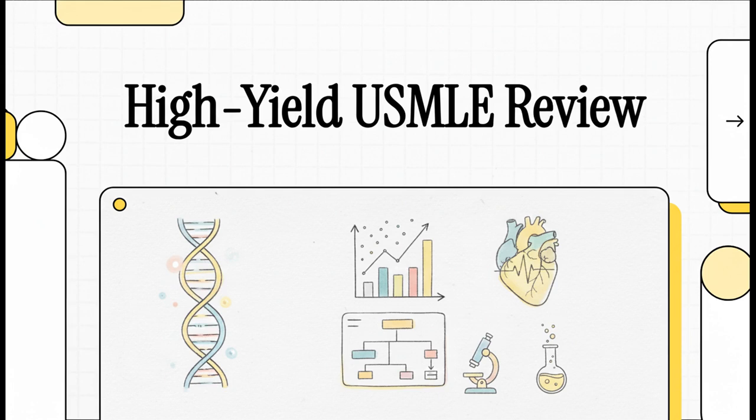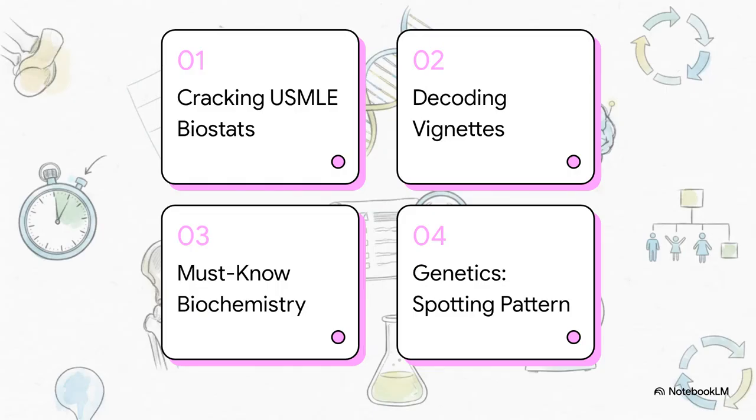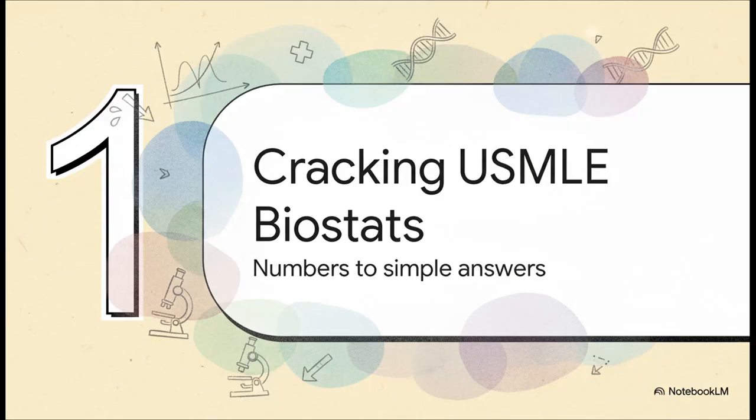smarter, not just harder. We're going to tackle 4 key areas that are notorious for tripping people up: biostats, those tricky clinical vignettes, biochemistry, and of course, genetics. By the time we're done here, you're going to have a really solid framework for walking into these questions with a ton more confidence. First up, biostats.